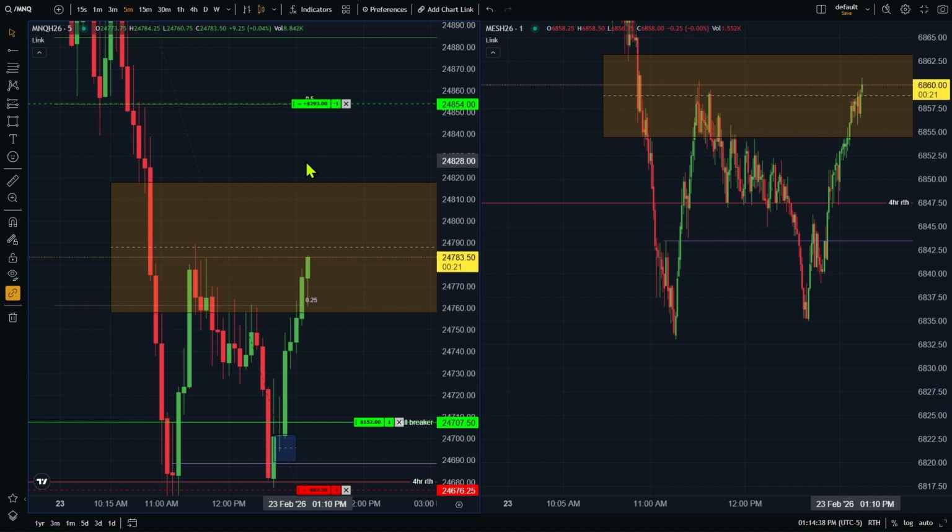We're seeing some rough stuff. ES is about to take its high. I think it just did, and it did not pull back. So maybe NQ will do the same thing.